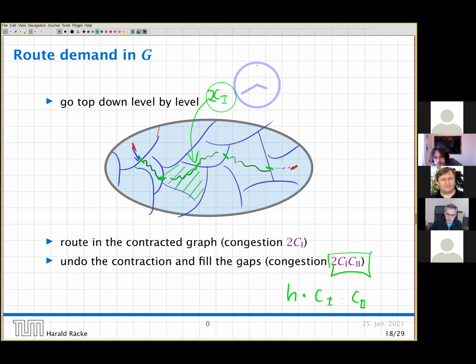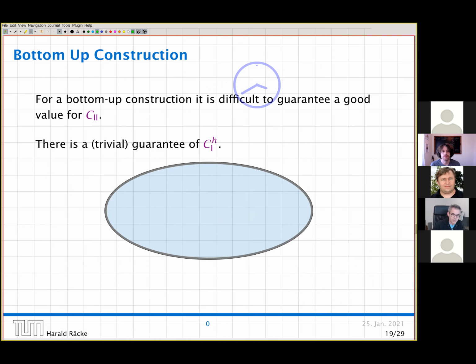Now, what is the real problematic thing here? If I do a bottom-up construction, it's difficult to get a good guarantee for this value of C2. If I want to get a good guarantee for the value of C2, I use a top-down construction. In the top-down construction, you generate a cluster, and at the time that you generate the cluster, you know that, oh, for this cluster, I can route on the boundary edge. So the value for C2 is good. Here, it's not so good. It's very difficult to do this bottom-up.